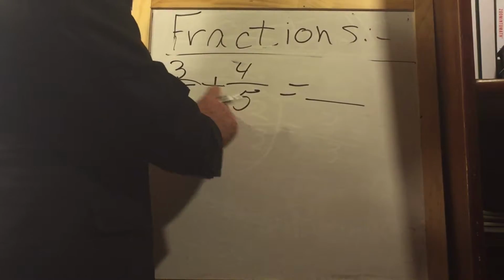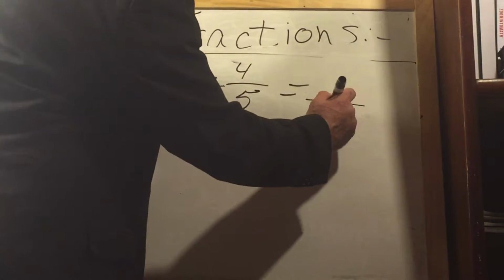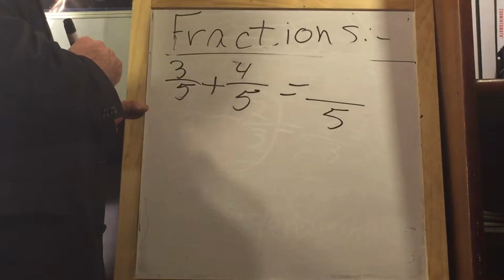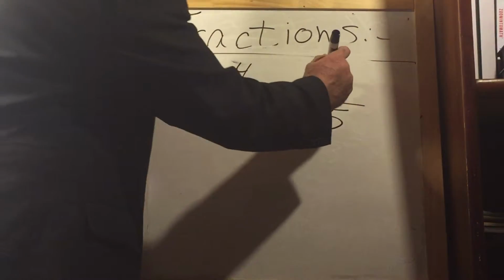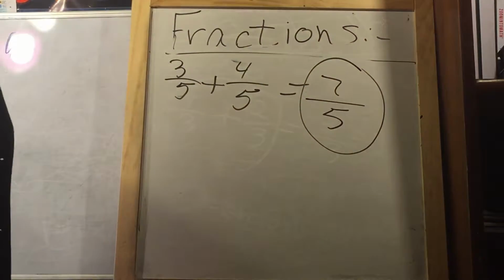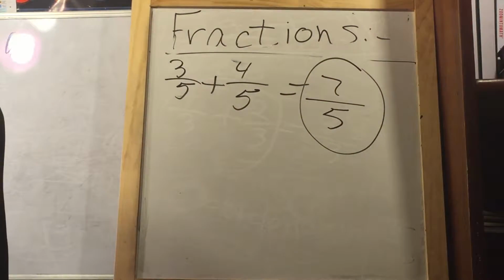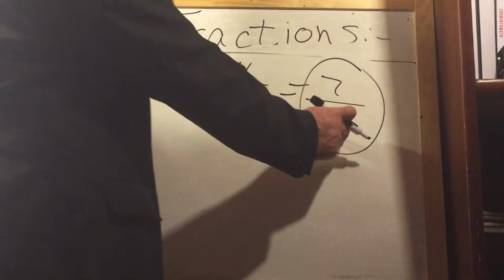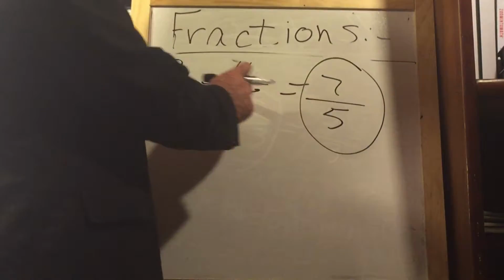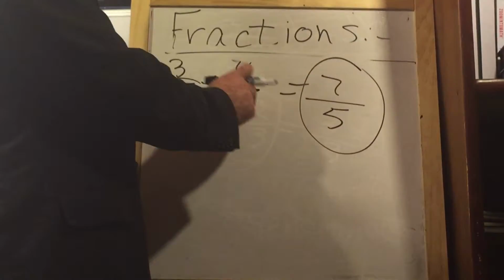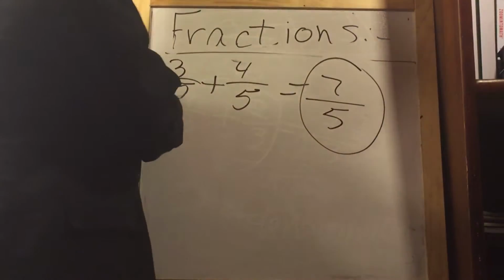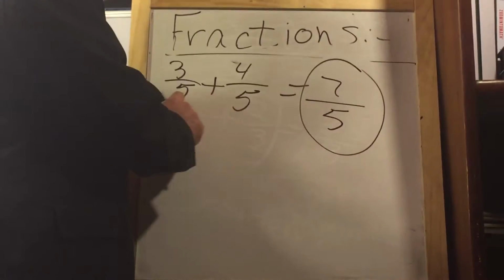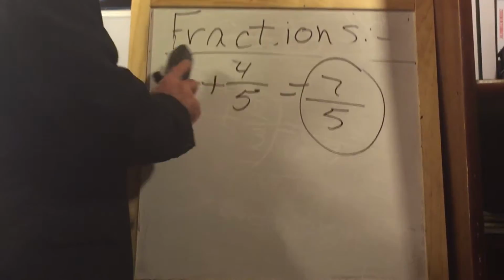Okay, so the 5 here is the same, so we put it here in the answer, and then we add the top. 3 plus 4 is 7, and this is your answer: 7 over 5. So this is the result of the addition of these two fractions. Okay, now that's only if we have the same denominator.